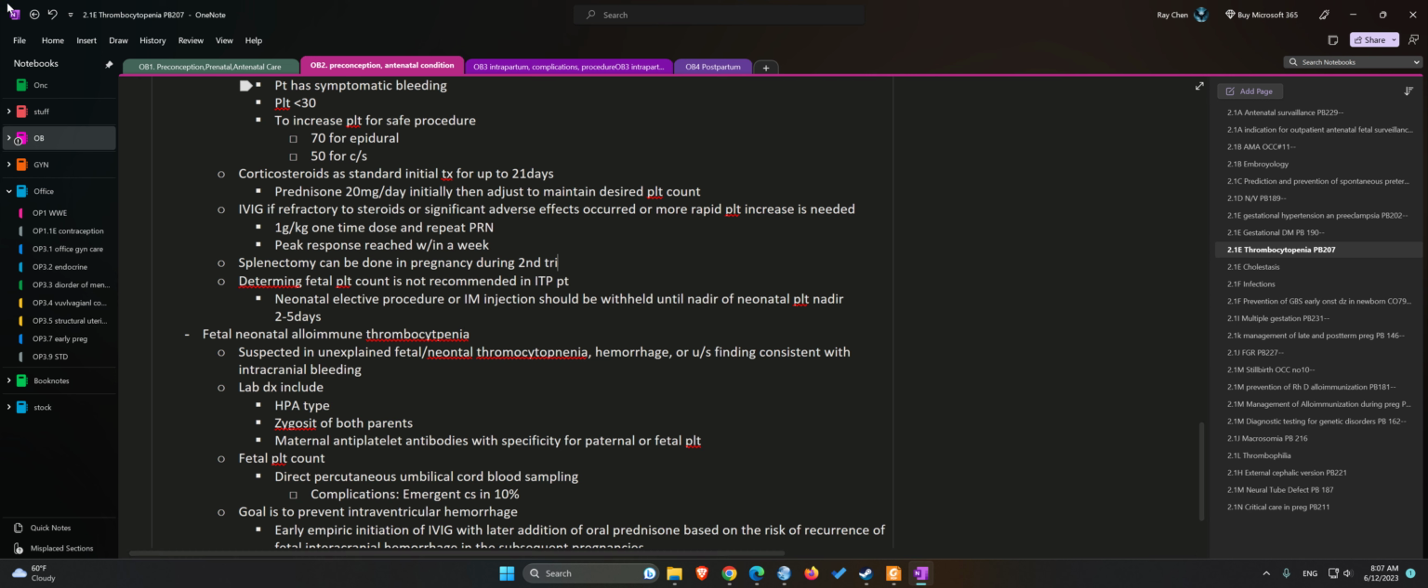If there are any elective procedures such as circumcision, or if the neonate needs some kind of IM injection, this should be withheld until nadir of the neonatal platelets, which usually occurs within the week, 2 to 5 days.